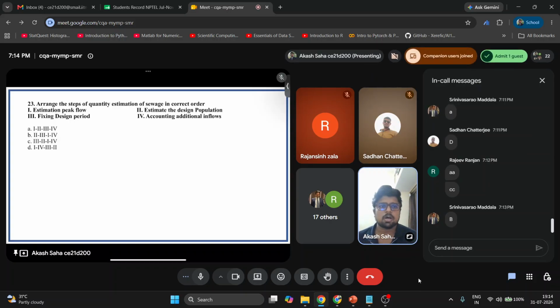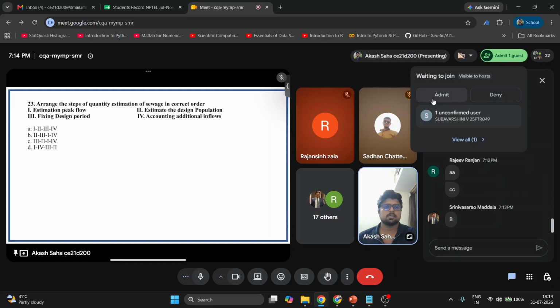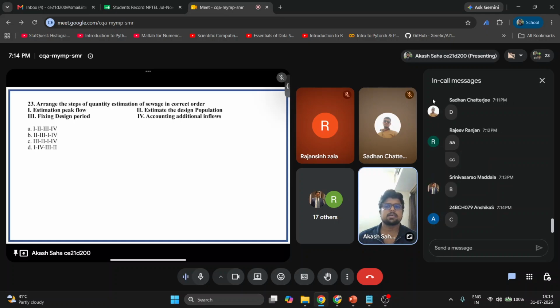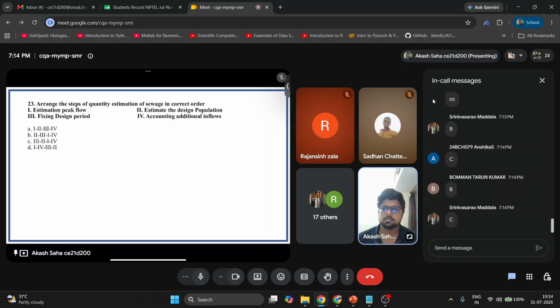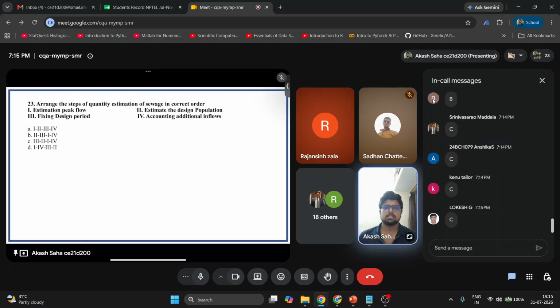Arrange the steps of quantity estimation of sewage in correct order. Estimation of peak flow, estimate the design population, fixing design period, accounting additional inflows. So what is the correct order? B or C? C.